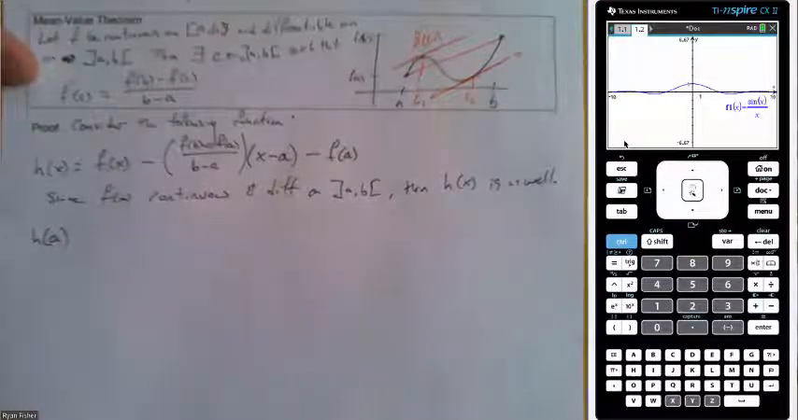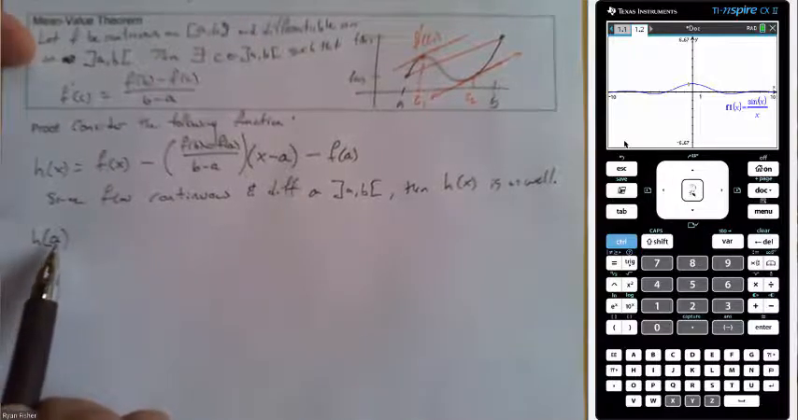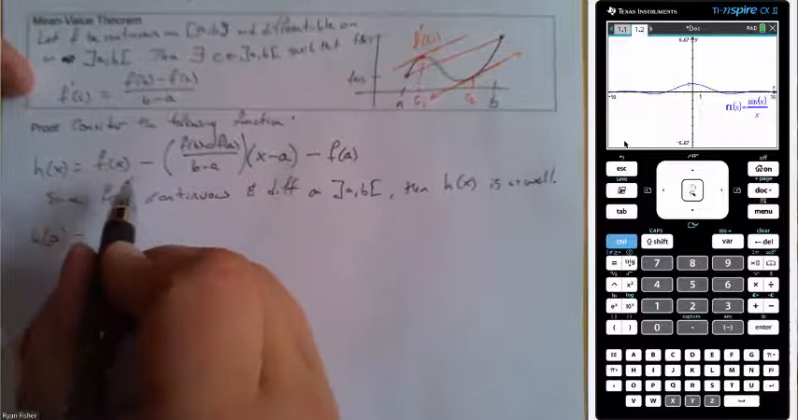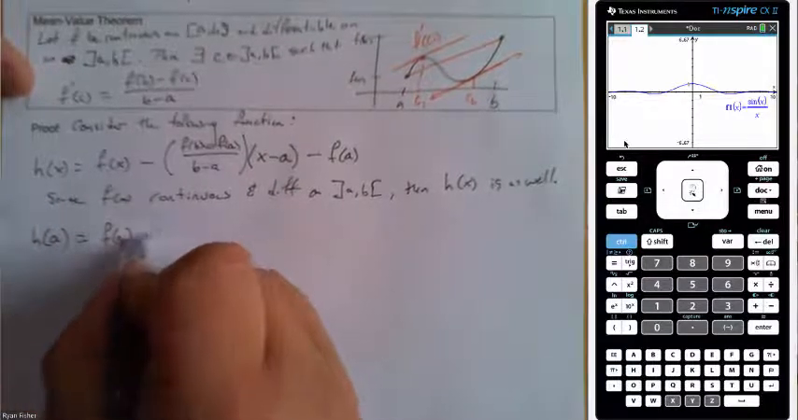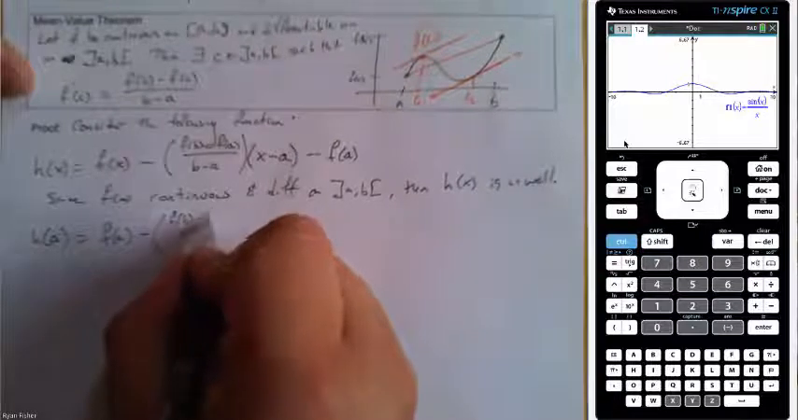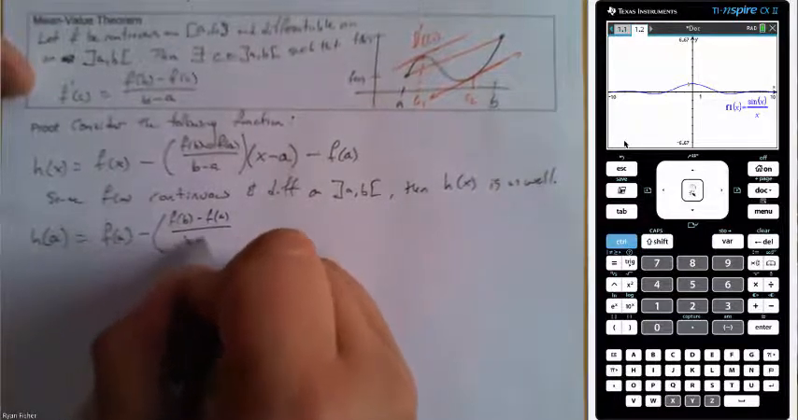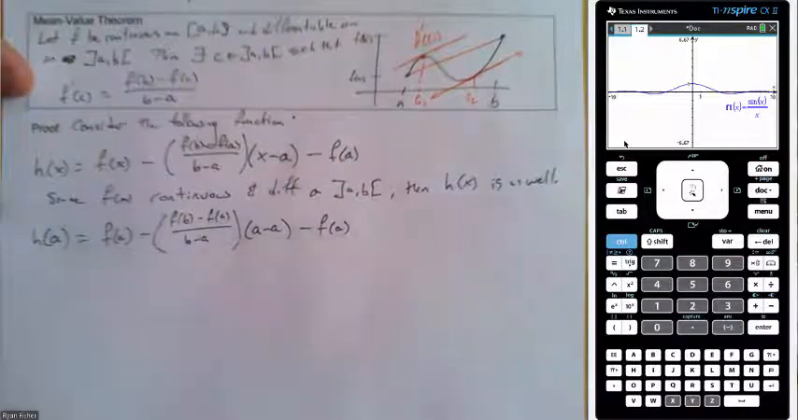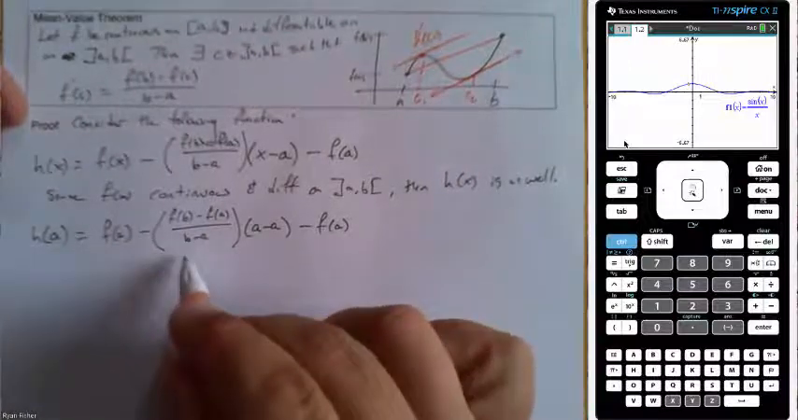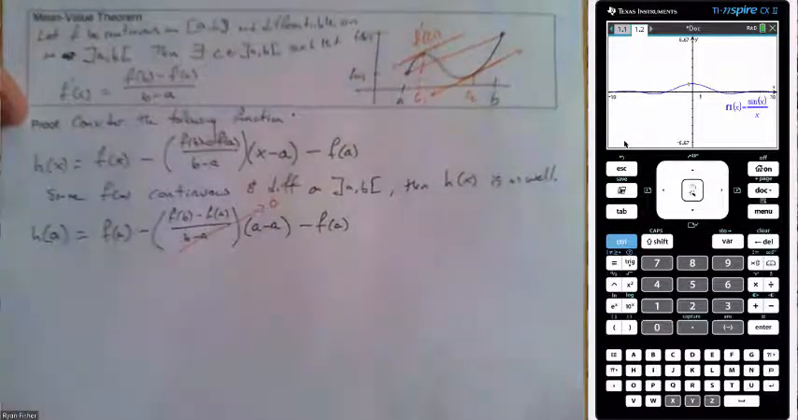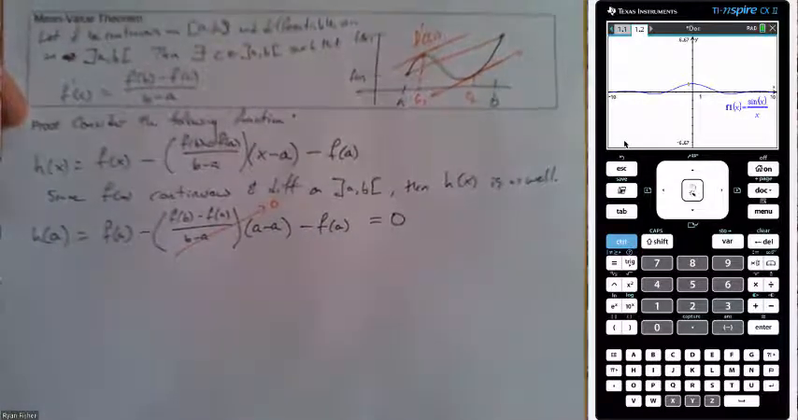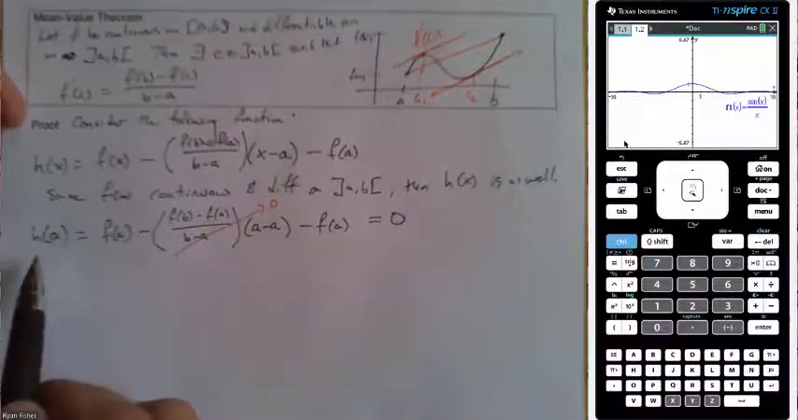Also, h has this incredibly cool property. If you look at h at the initial value a of this interval, we get the following. When I plug in a everywhere for x, that's f of a minus (f of b minus f of a over b minus a) times (a minus a), minus f of a. This middle term, a minus a, is 0, so you're left with f of a minus f of a, which is 0. So this new function h is actually equal to 0 at the first endpoint.